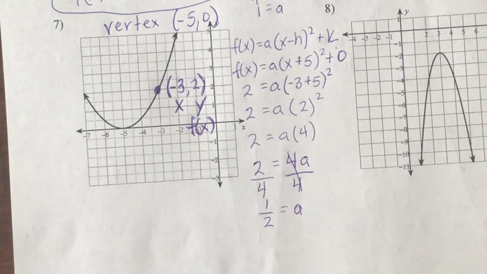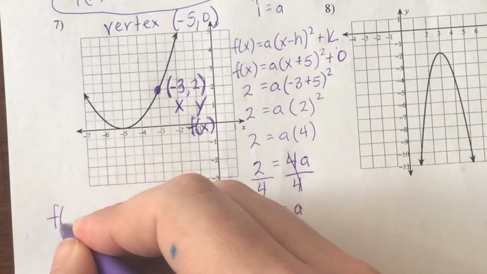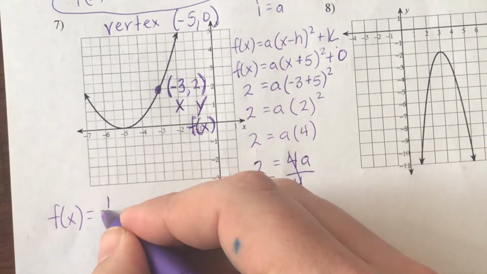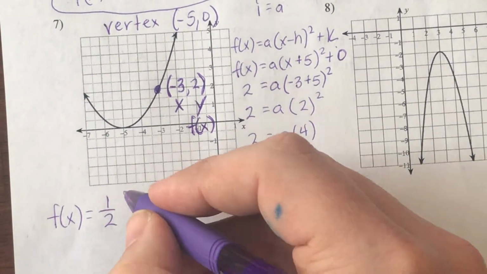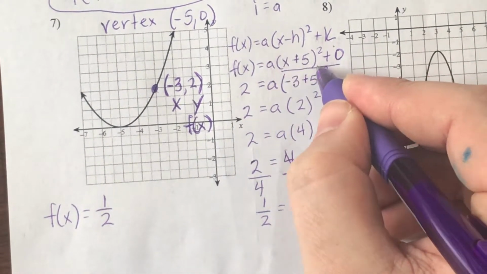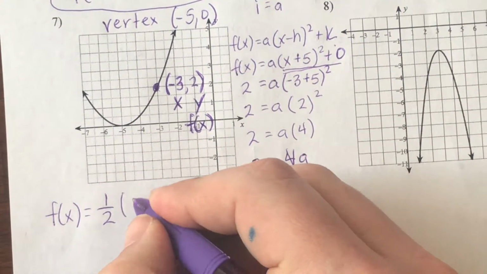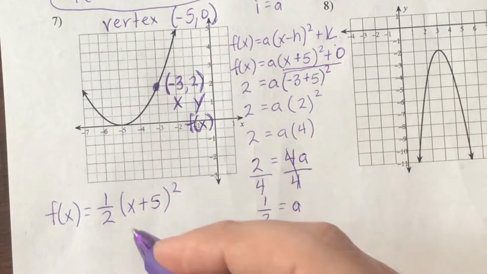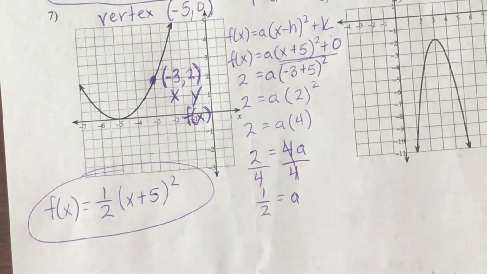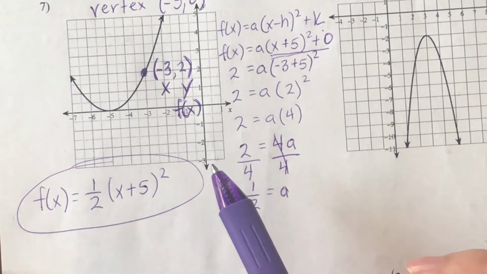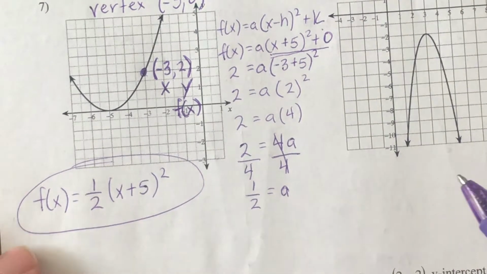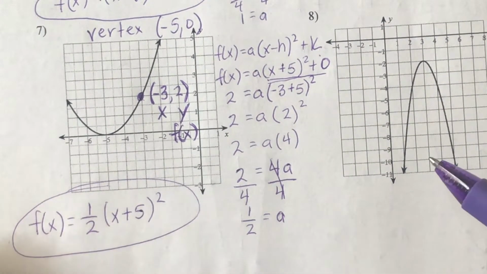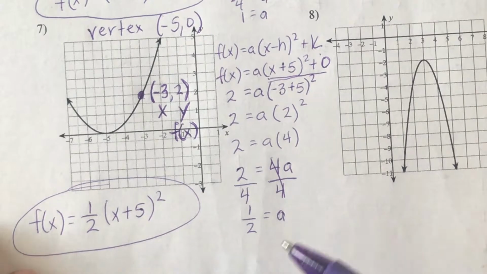So now we rewrite our equation. We're going to say f of x is equal to 1/2 times, and then just go back up here to this line right here, and you can just copy that down: x plus 5, that's our vertex, right, squared, and then I don't have to say plus 0. That's what we're looking for right there. And I think you kind of get that for that point, I hope you're getting it. So going on to number 9.